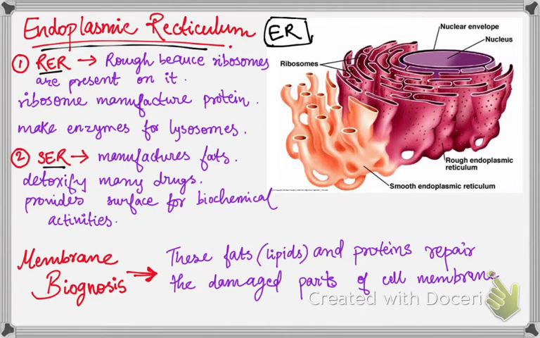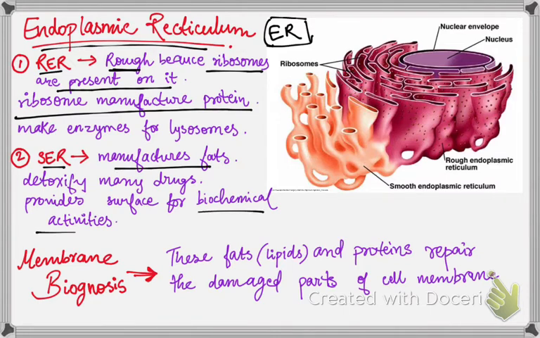The rough endoplasmic reticulum manufactures proteins and ribosomes are attached to it, because of which we call it rough endoplasmic reticulum. SER, smooth endoplasmic reticulum, is the manufacturer of fats. They detoxify many drugs. They also provide space for many biochemical activities that happen in the cell.